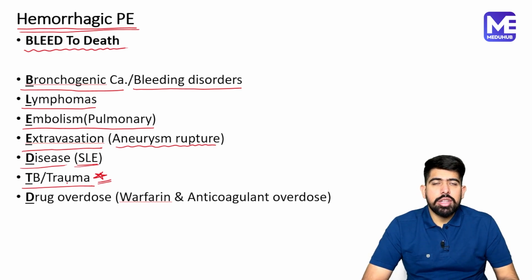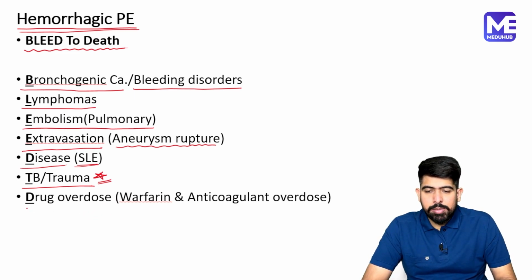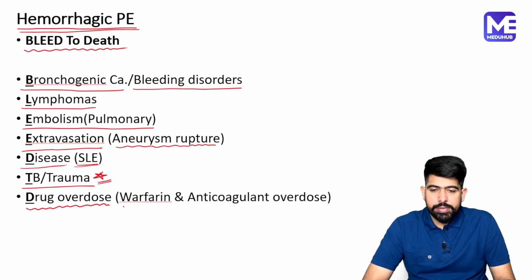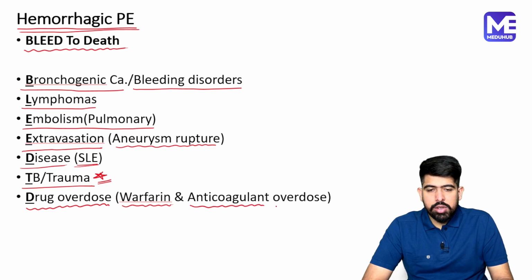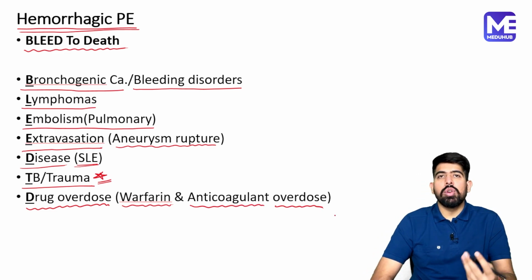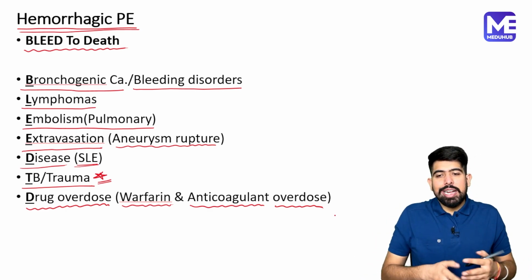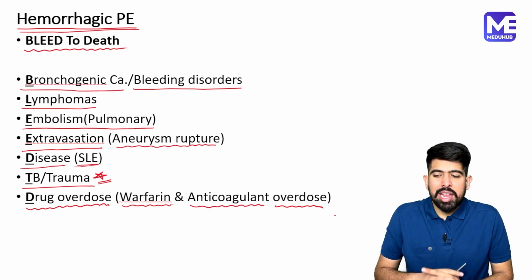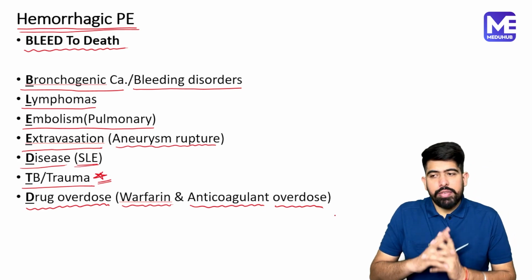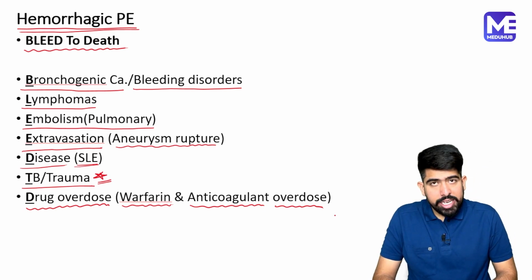So due to trauma, hemorrhagic pleural effusion will be seen, and some drug overdosing will be seen. Which drug? Warfarin and any kind of anticoagulant overdose. With any kind of anticoagulant overdose, the bleeding tendency will be more, and due to this, hemorrhagic pleural effusion will be seen, right?